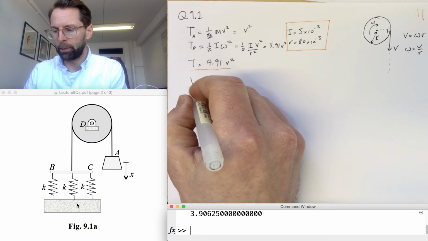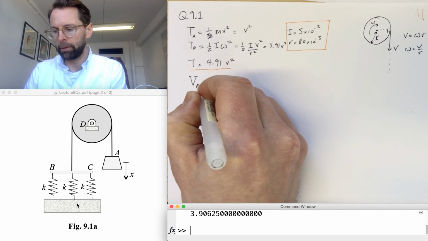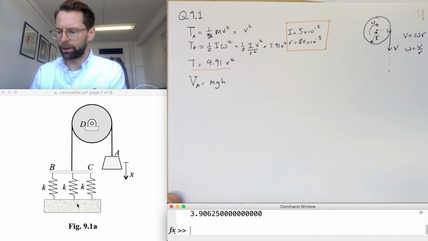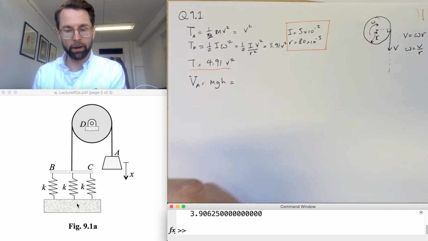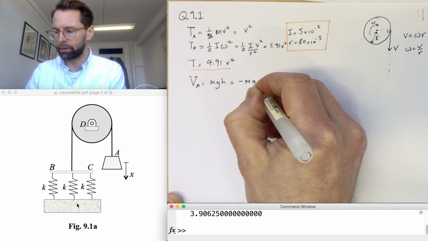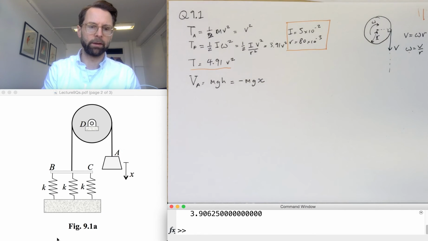So potential energy of A, we just use mgh, and h in this case is the elevation, and that's equal to minus x, because x is going downwards.